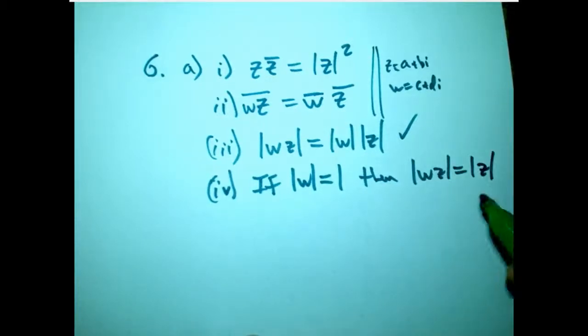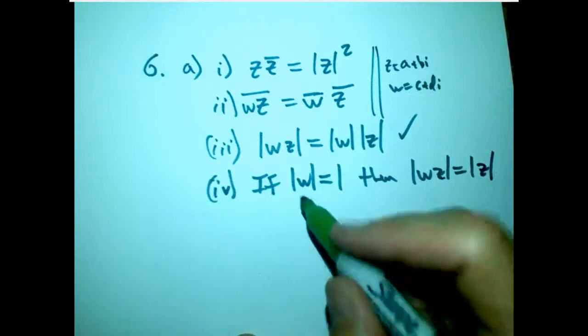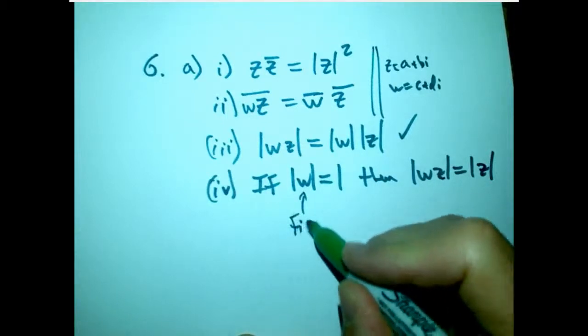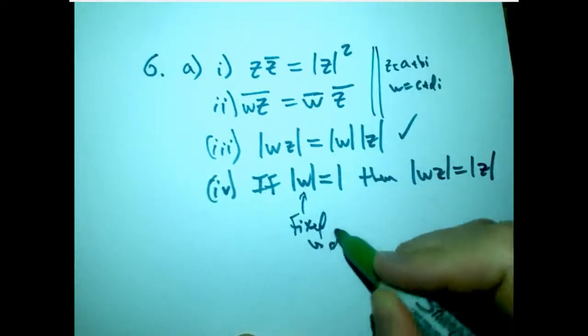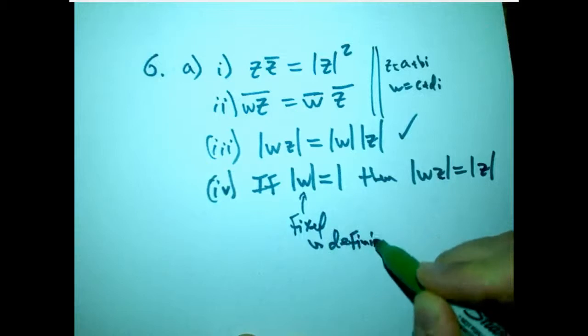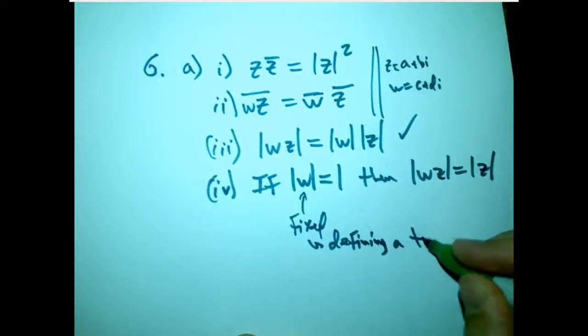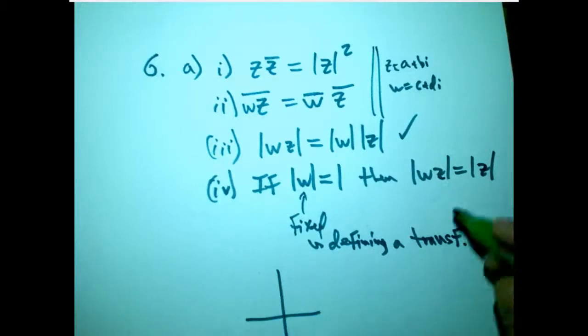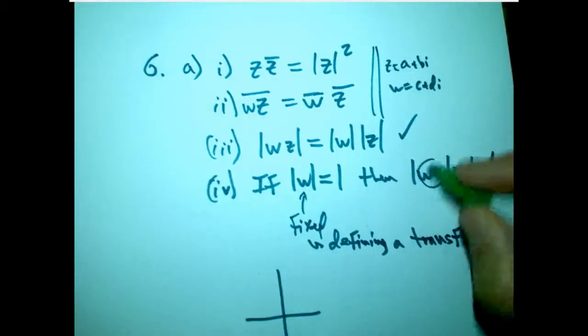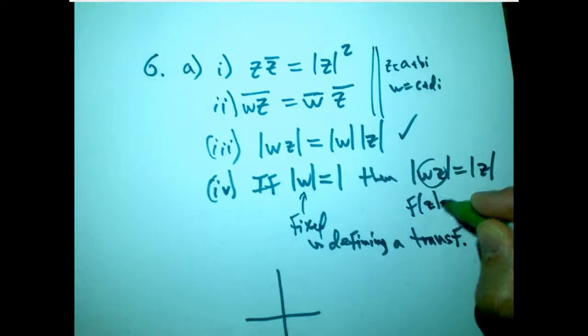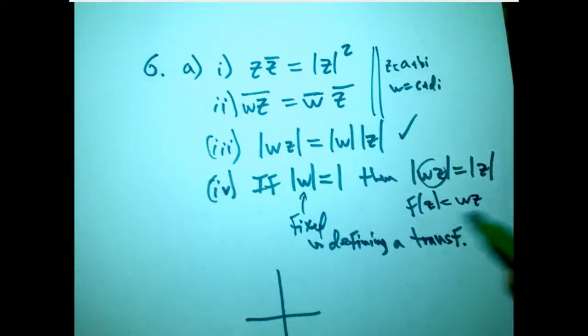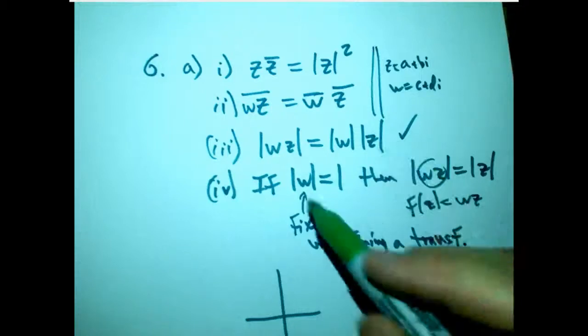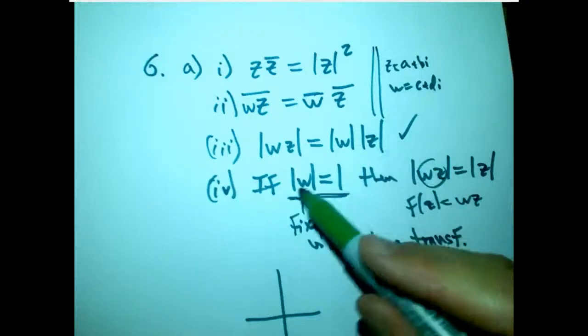Now, here's why this is so crucial. Let's think about the perspective. Let's think about w as fixed and defining a transformation. And then z is going to be the input of that. So you could think of this as f of z is wz. And I'm asking, what does that function do? What does multiplication by some fixed complex number do? And we're going to look at the special case where the magnitude of that guy is 1.